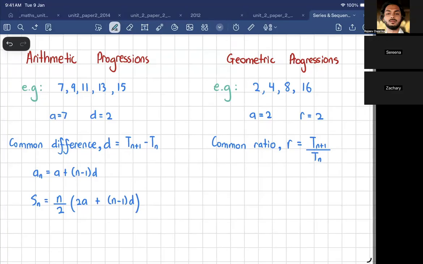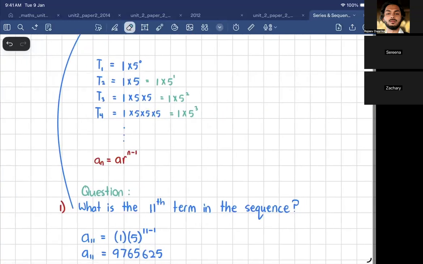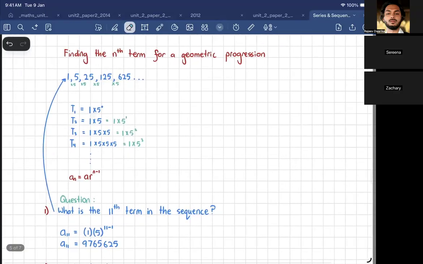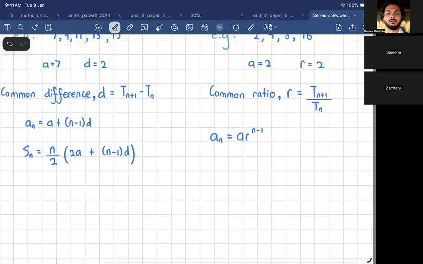For this, you need to know the A of n formula. Do you remember it? I don't think I remember. All right, what was the formula? A of n is equal to a times r to the power n minus 1. You know that, right? a r to the power n minus 1. Cool.